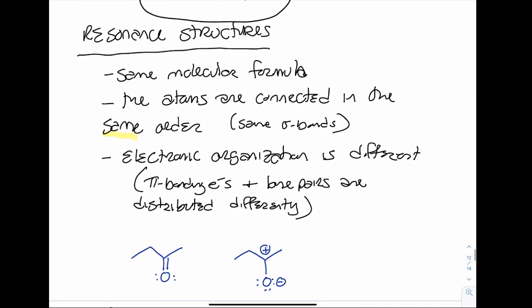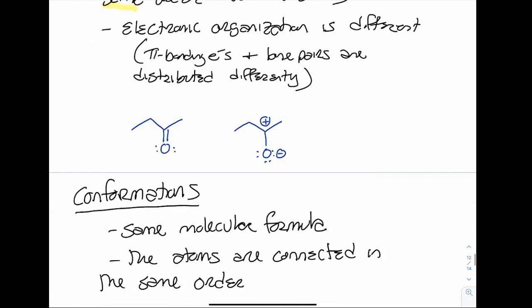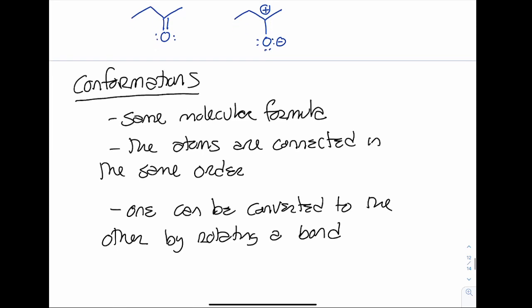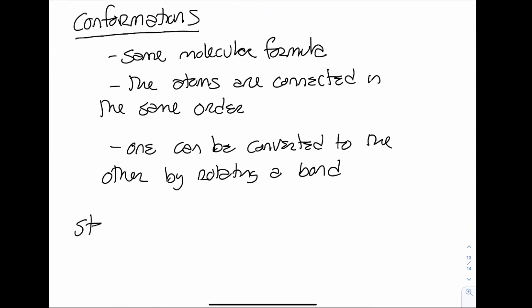In a resonance structure, the only thing I'm moving, again, are my pi bonding electrons in lone pairs, so the atoms are connected in the same order. In my conformations, my atoms are also connected in the same order. My electronic organization is the same. How I'm going from one to the other is I'm rotating a bond. And then we also added stereoisomers.